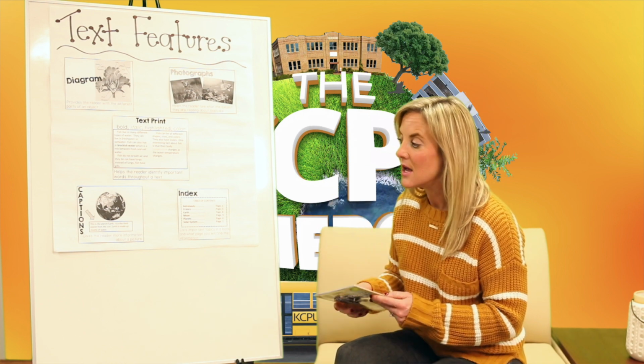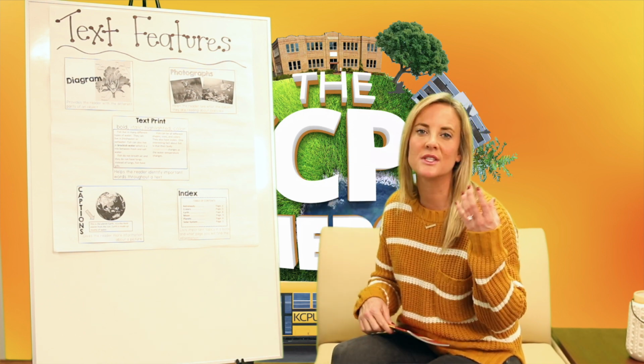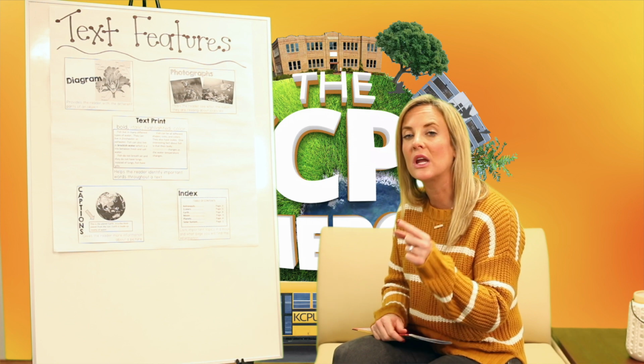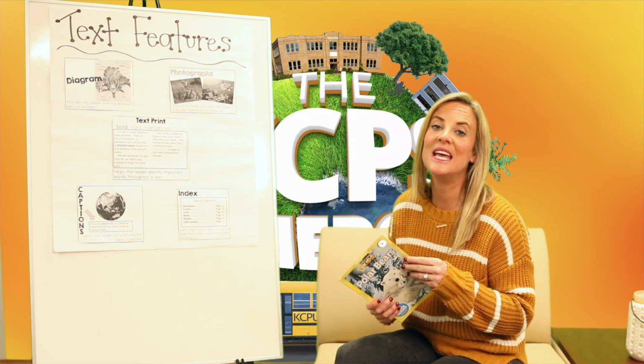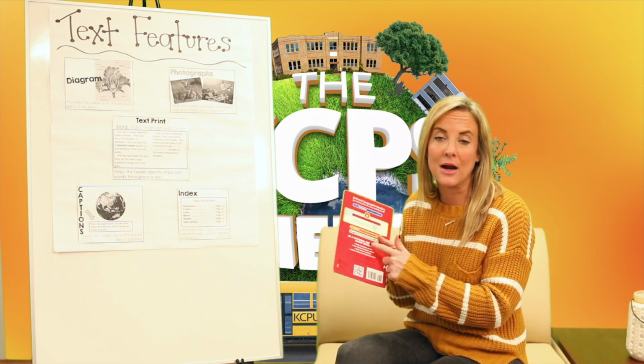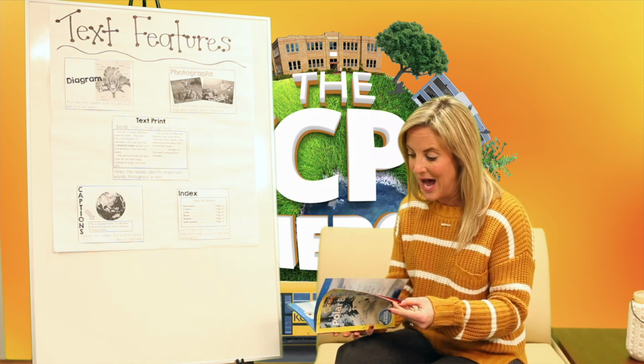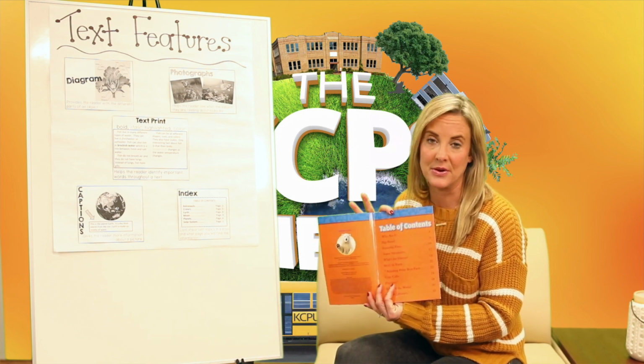One last feature that we want to look at is the index. The index is also like our table of contents, where it gives us page numbers if we're looking for specific information. The index is always found in the back of your book, whereas the table of contents is found in the front.